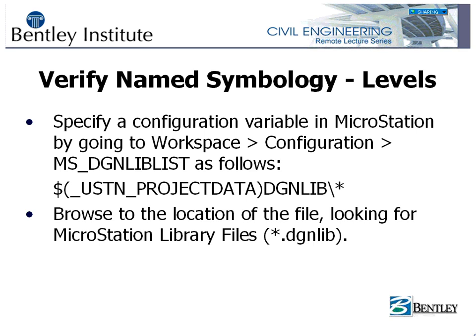First we'll talk about the levels. There are two ways to specify where this tool should look for the design library files. The first thing you could do is specify a configuration variable in MicroStation by going to Workspace Configuration and finding the MS_ design library list. The other thing you could do is use the Browse button to navigate to the location of the file, looking for MicroStation library files with the extension of DGN-LIB.